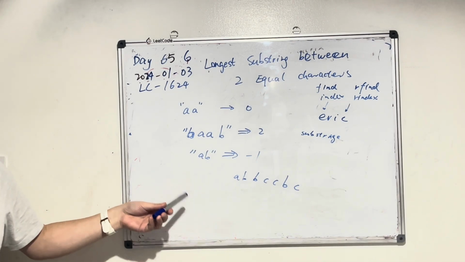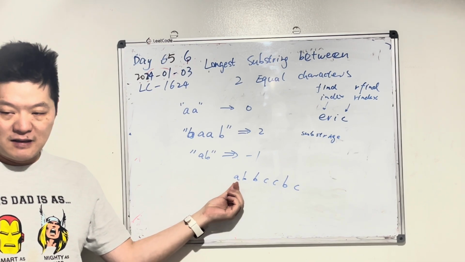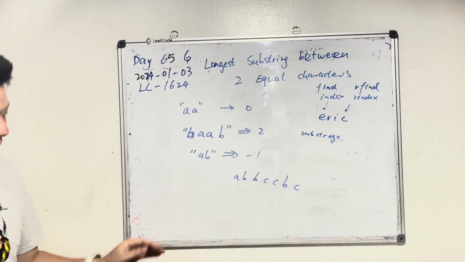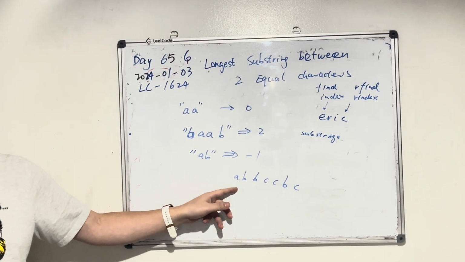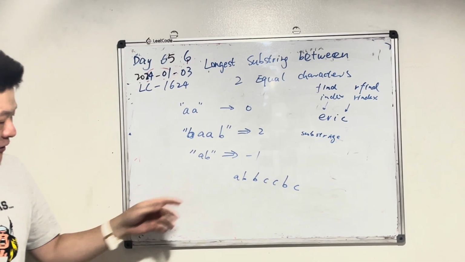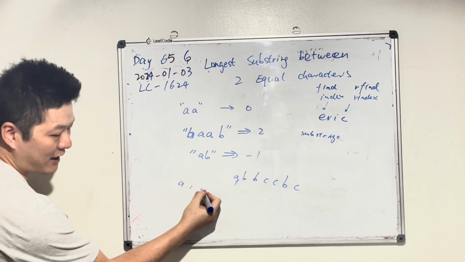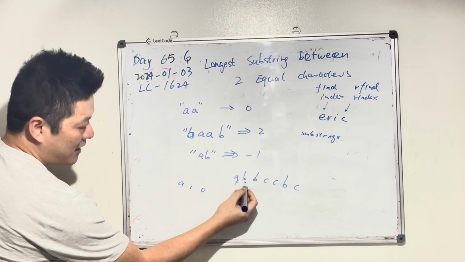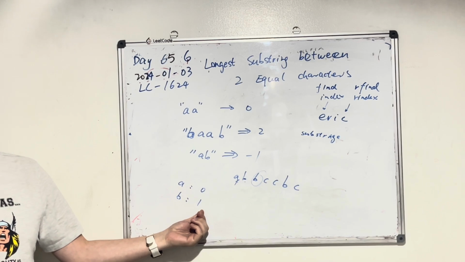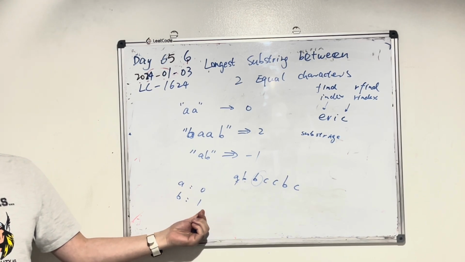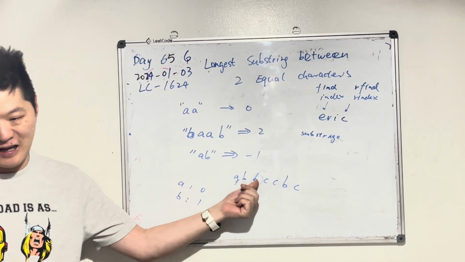Today we're going to talk about another solution, which uses a hash table. We go through the string from left to right, and the first time we meet a character, we note its position. For example, this A, the leftmost index is 0. B, the leftmost index is 1. Now the second time we see the B, we can calculate and update the longest substring.